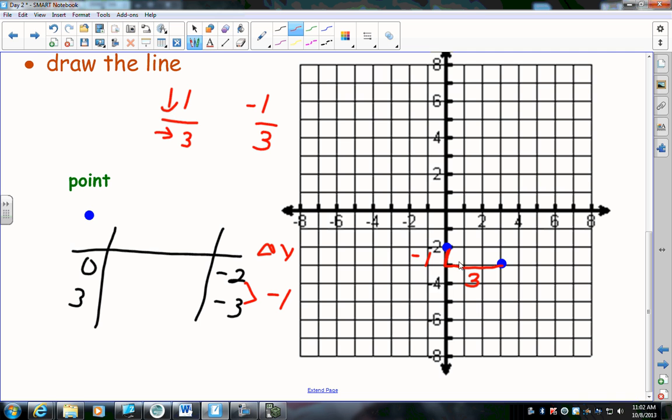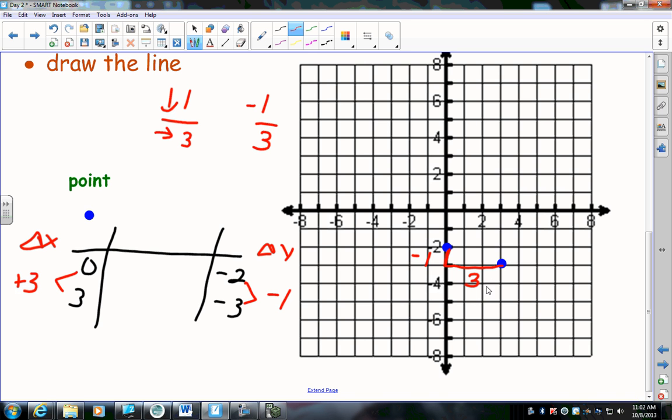Negative 1, right? Isn't that what just happened right here? These are the same. What about delta x? What's happening from 0 to 3? Plus 3. Isn't that what's going on right here on the graph? Those are the same things. That's what it's talking about. When we do delta y over delta x, it's talking about how you move on the graph.